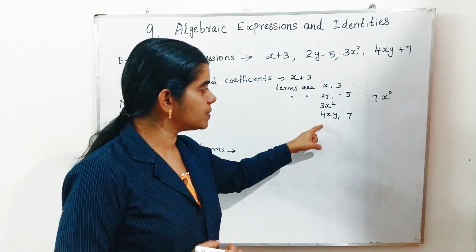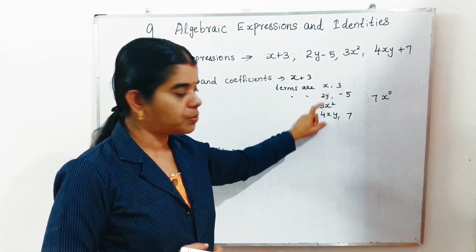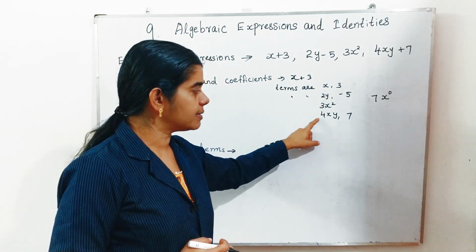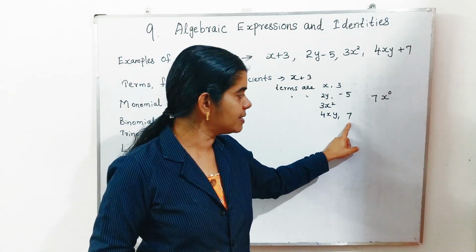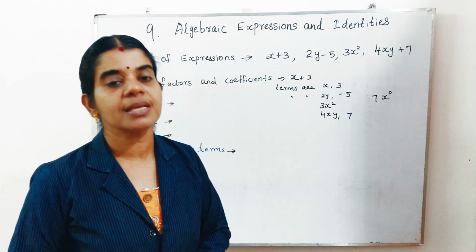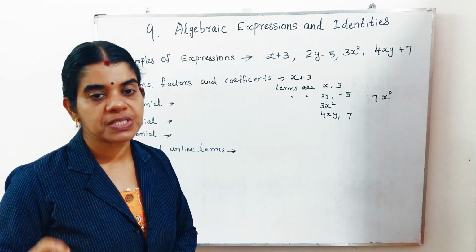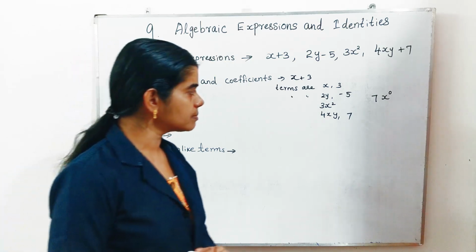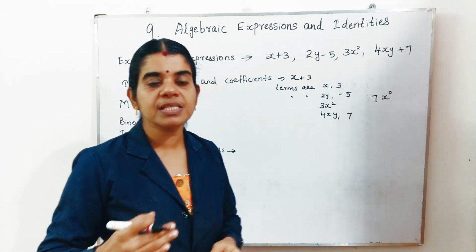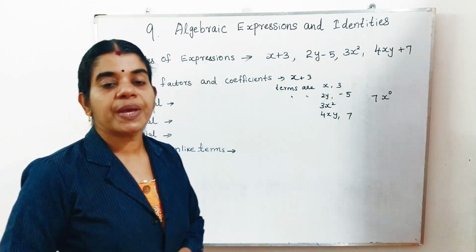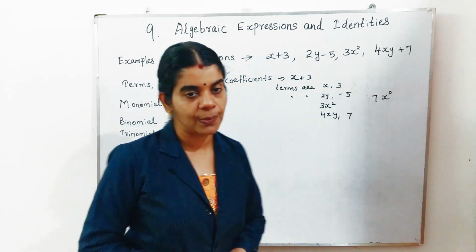So 7 also is a coefficient. If the question asks what will be the coefficient of y, here that will be 2. What will be the coefficient of xy? That will be 4. What will be the coefficient of x raised to 0? That will be 7. When simply a number is written, that will be the coefficient of x raised to 0. Here minus 5 was written, so that will be minus 5 into x raised to 0. So x raised to 0's coefficient will be minus 5. You must look at that sign also.